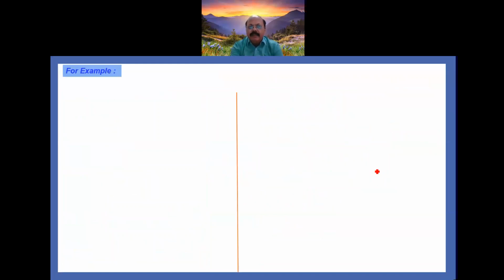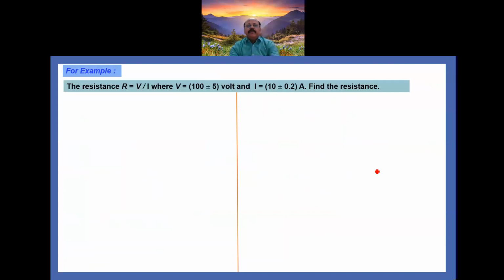Now we take one example. For example, the resistance R equals V upon I, where V equals 100 plus minus 5 volt and I equals 10 plus minus 0.2 ampere. Find the resistance. Then you find out the resistance by applying the formula R equals V upon I, where V is 100 and I is 10. So it comes to be 100 upon 10, that is 10 ohm. Now delta V is 5 and delta I is 0.2.